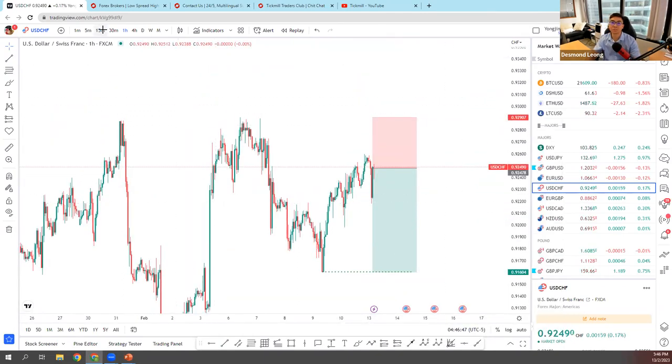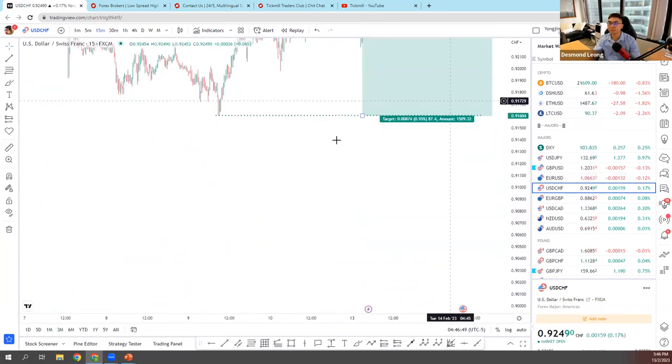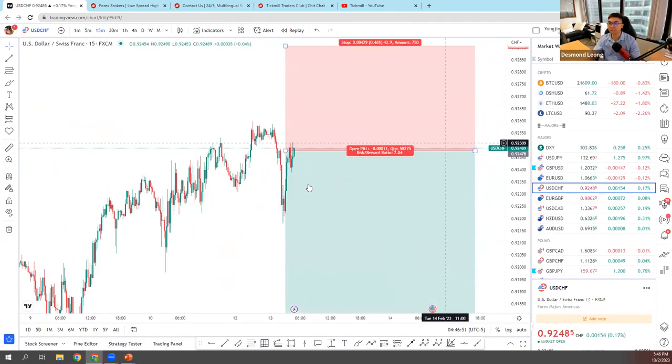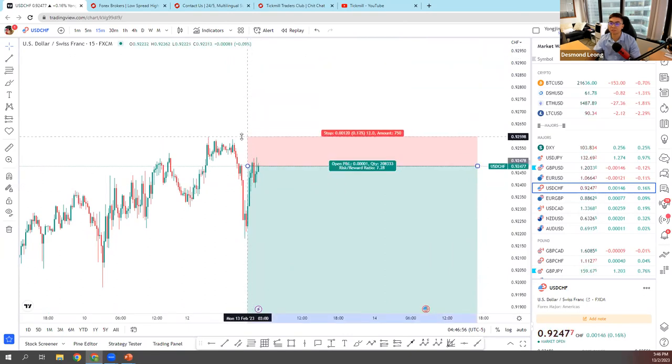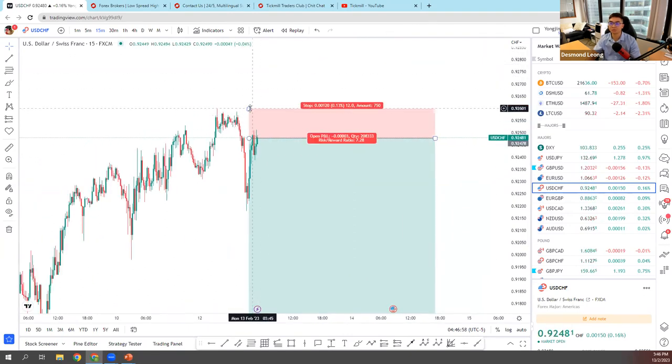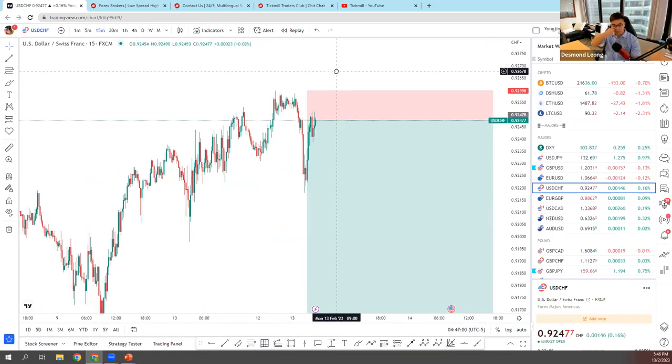But if you actually move on towards the 15 minutes time frame, some of you might want to say that, oh, because price respects this area right here, you actually want to put your stop loss right above there. It's actually up to you. It depends on the time frame that you are looking at. It also depends on your trading strategy.